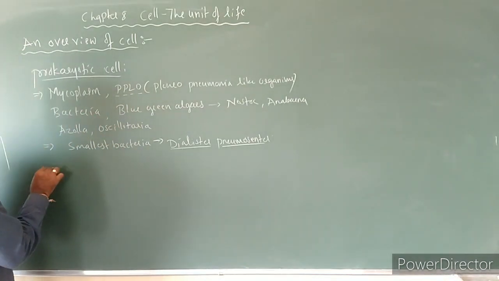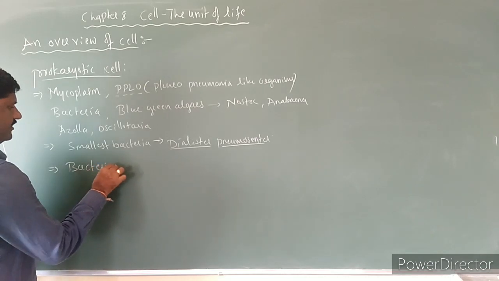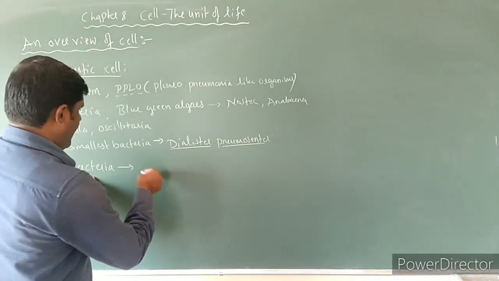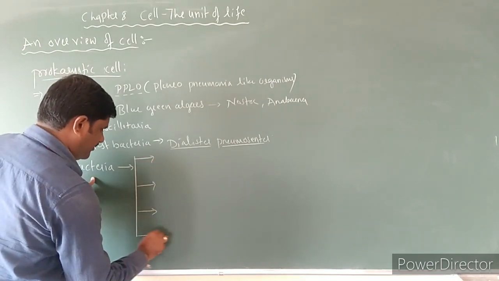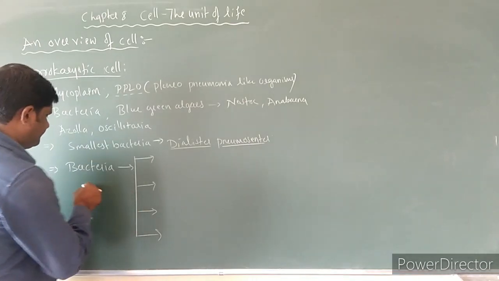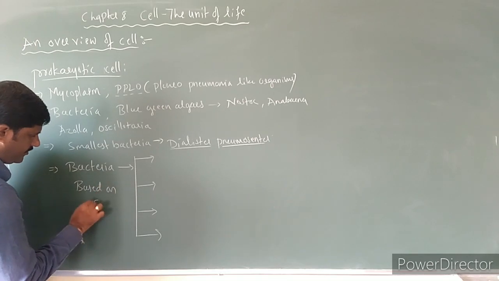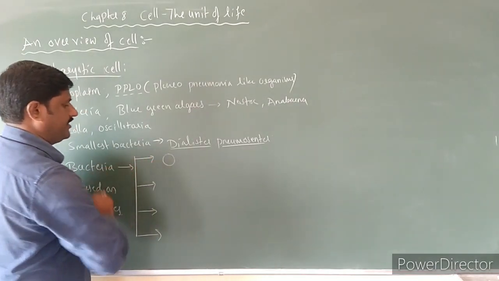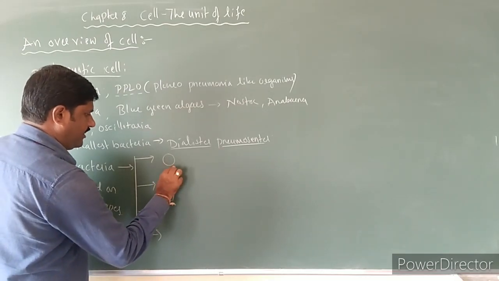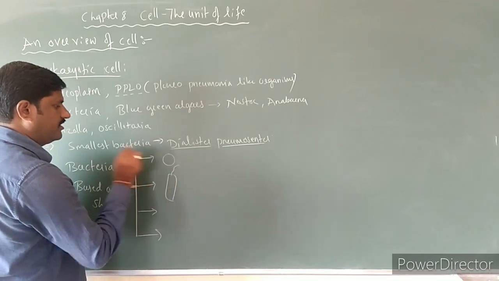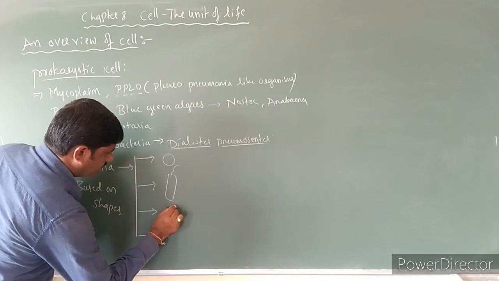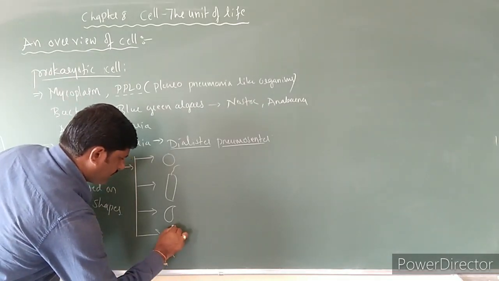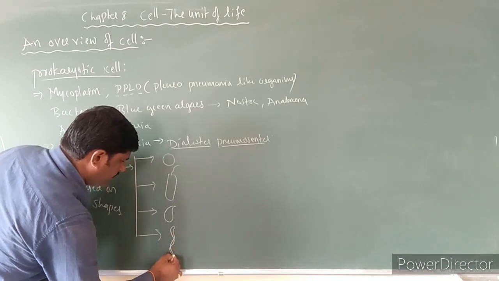See here, whenever we consider the bacteria, based on the shape of the bacteria there are different shaped bacteria that we come across, and these bacteria are classified into different types based on their shapes. One is a spherical shaped bacteria, another is a rod shaped bacteria, and comma shaped bacteria is also there, and the last one is the spiral shaped bacteria that you come across over here.